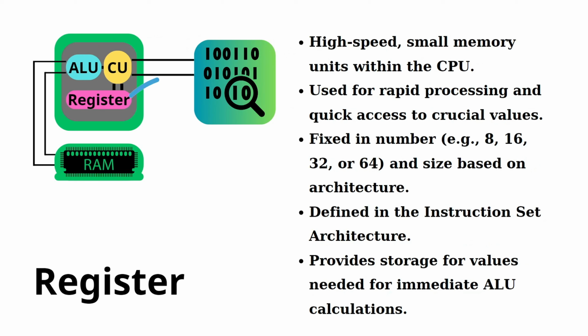A register, also known as immediate access store, is a small, high-speed memory unit directly integrated into the CPU for rapid processing. Registers are miniature memory cells located within the CPU and are predefined in the instruction set architecture. The number of registers typically ranges from 8 to 64, depending on the CPU architecture, and their size is determined by the maximum value they can store. These registers offer the CPU a quick access location for storing values essential for the immediate computations performed by the ALU.